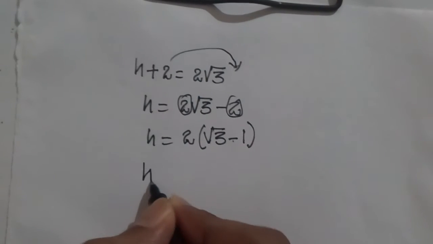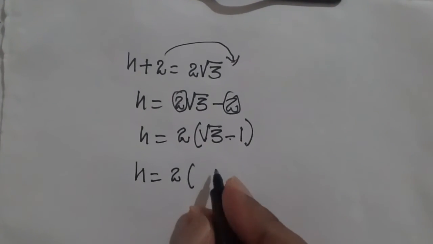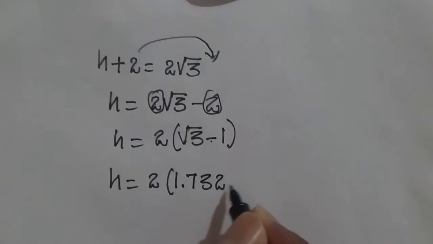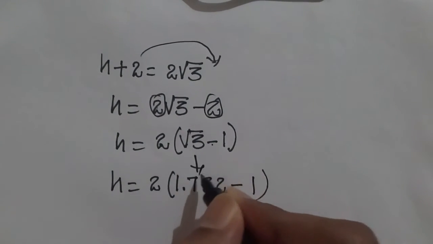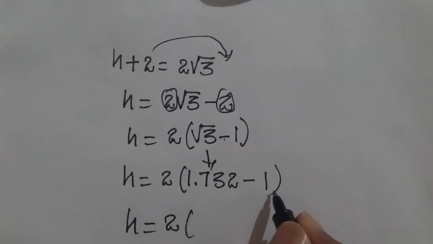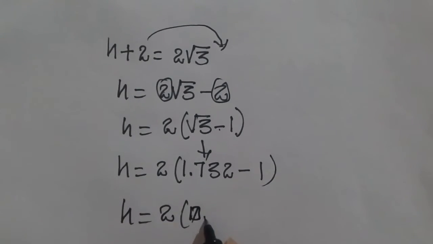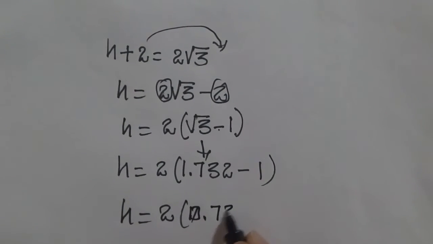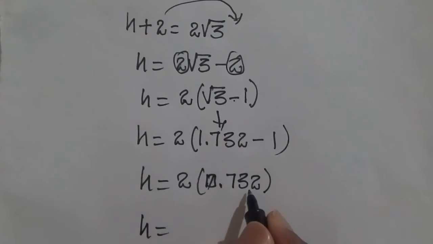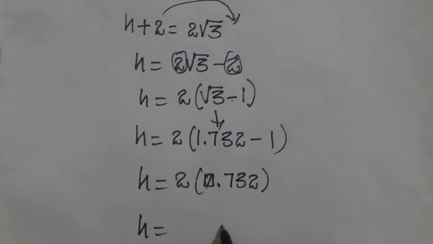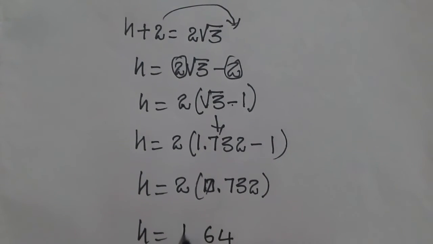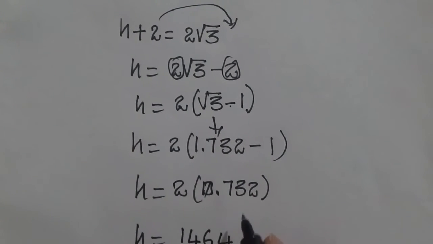Now h is equal to 2 into root 3 minus 1, where root 3 is equal to 1.732. So h is equal to 2 into 1.732 minus 1, which is 0.732. Now multiply: 2 twos are 4, 2 threes are 6, 2 sevens are 14.